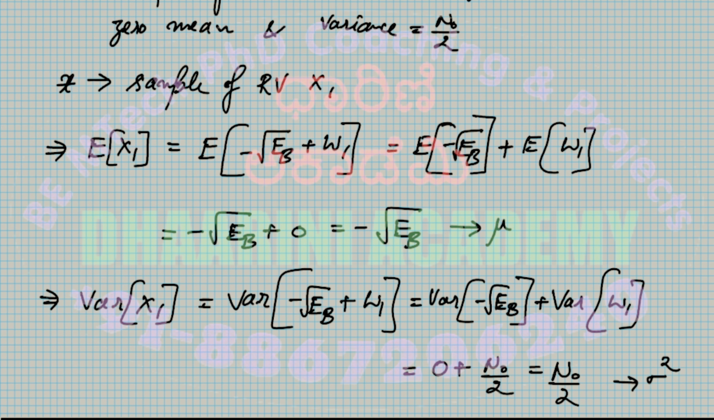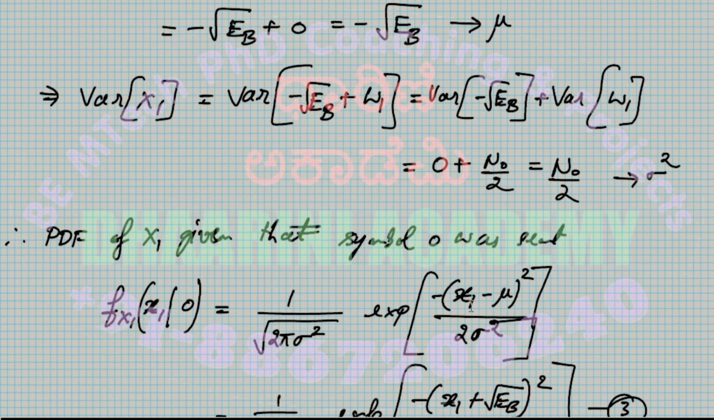Then you see the variance of x1. Once again, apply the same rule. The variance of a constant or known signal is 0. The variance of the noise is N naught by 2. So that is denoted as sigma square.